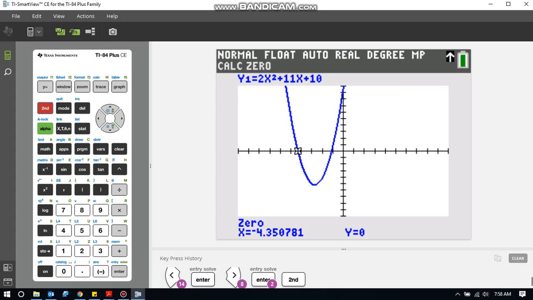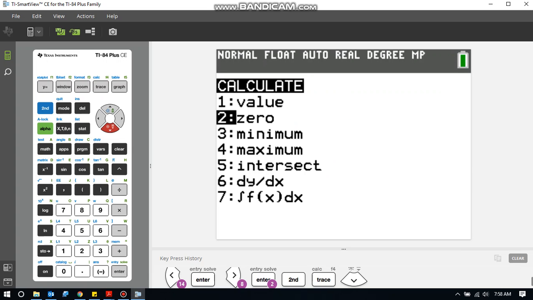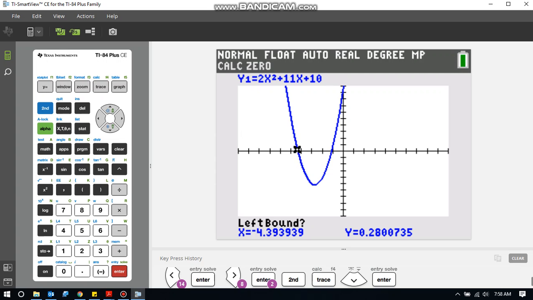So put in second trace again. We want to find the other x-intercept, so we'll go down to zero. Now, instead of the one where the cursor is on, we want to find this one. So I'm going to go to the left of it. Right now I'm left. When I hit enter, that line shows up, and I know that line is left of the x-intercept.